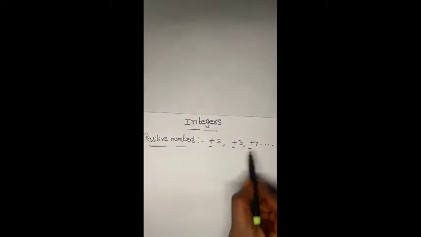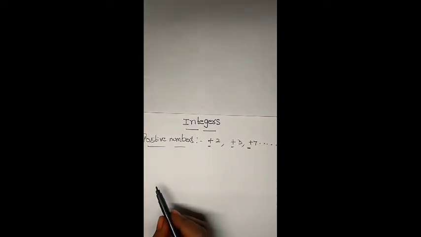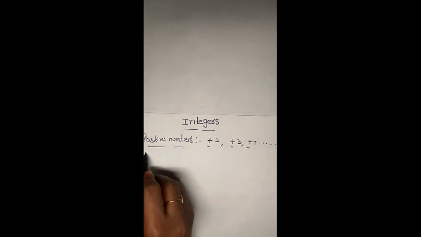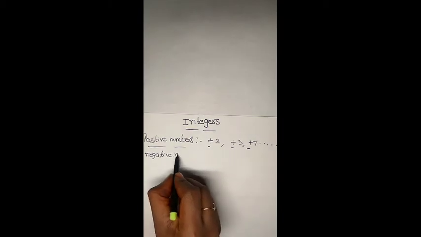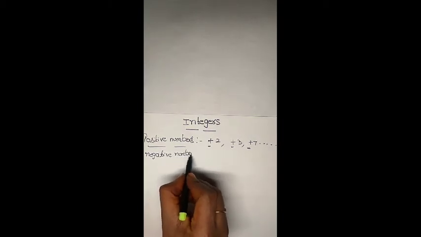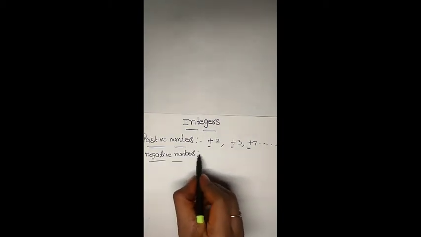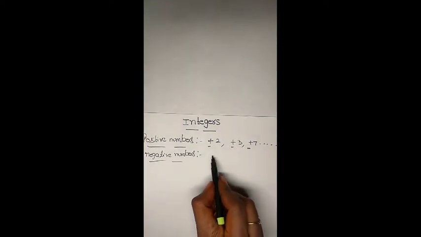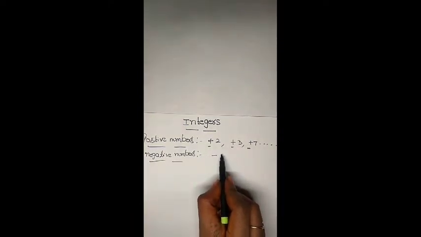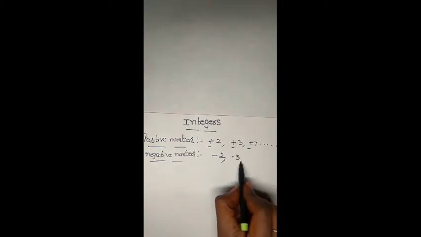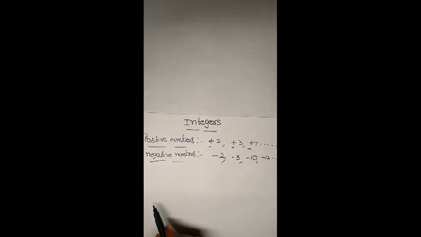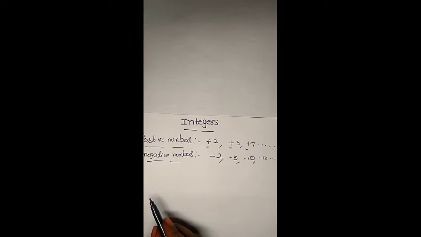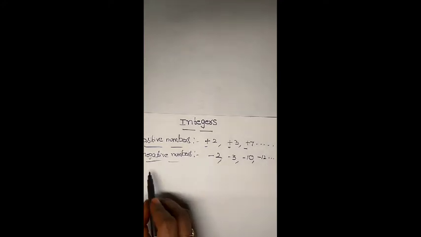So, if a number has a positive sign, that means a plus before the number, we are calling it positive numbers. Let us know what are negative numbers. The numbers which have a negative sign, that means minus before the number, are called negative numbers. For example, minus 2, minus 3, minus 10, minus 12 and so on. Why are we keeping "so on" here? Because the numbers are infinite. So we are using "so on" here.